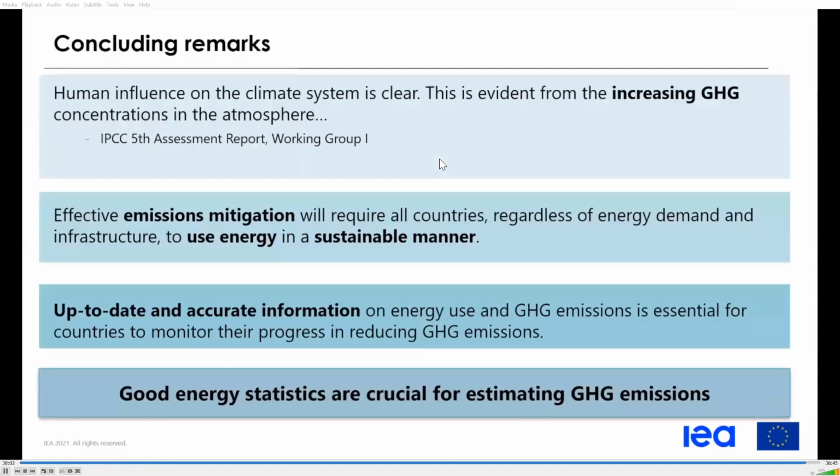And now to conclude, there is a scientific consensus regarding the role of anthropogenic CO2 emissions in increasing the greenhouse gas concentration in the atmosphere and global warming. Effective emissions mitigation requires collaboration on a global level, and up-to-date and accurate information on greenhouse gas emissions is essential for effective climate policy making. And most importantly, greenhouse gas emission estimates are only as good as the energy statistics which underlie them.